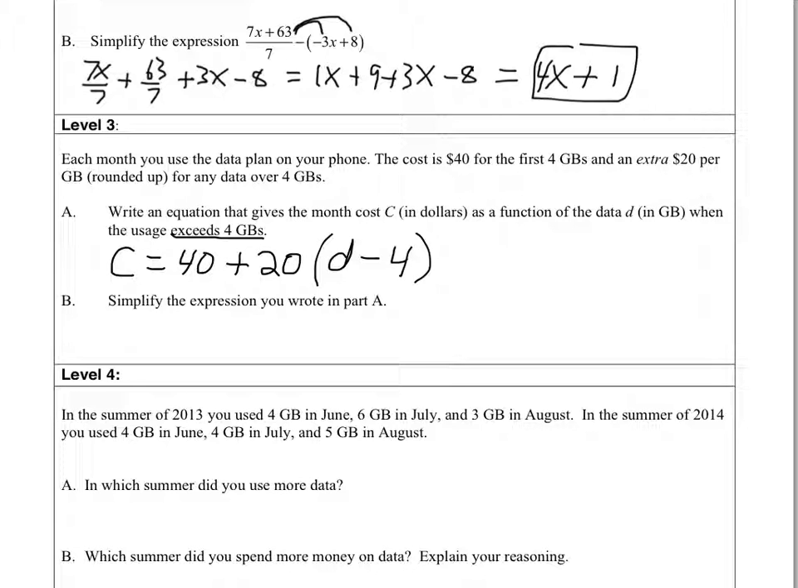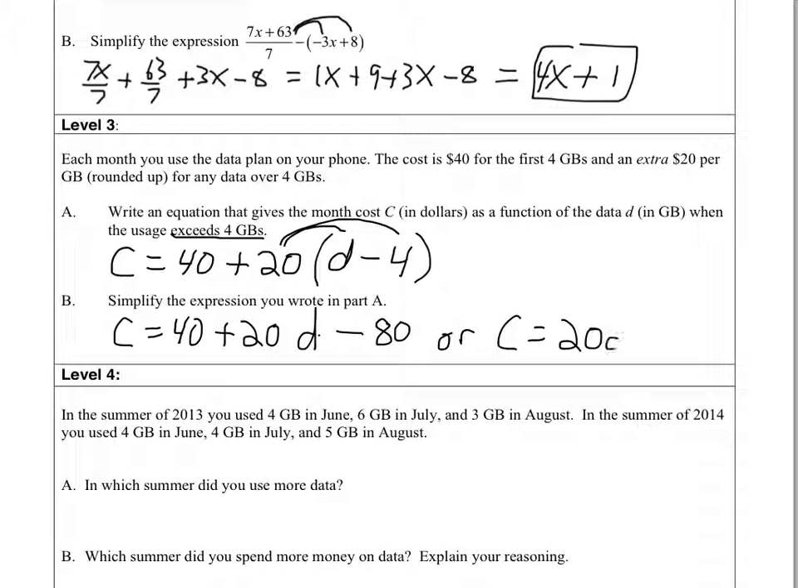Part B is to simplify this expression, which means I should use the distributive property. I get 40 plus 20D minus 20 times 4, which is 80. Or C equals 20D minus 40 after you combine the 40 and the negative 80. So here is my simplified expression.